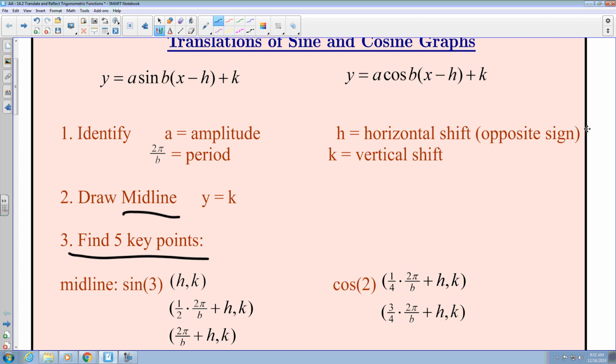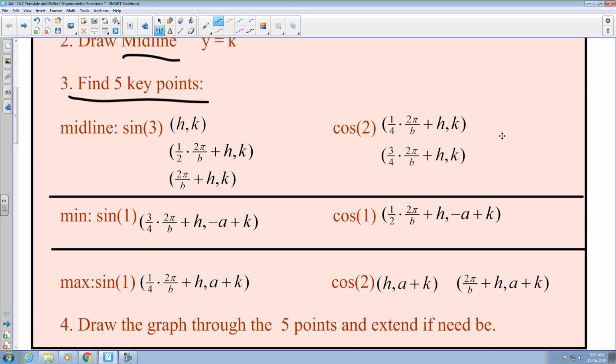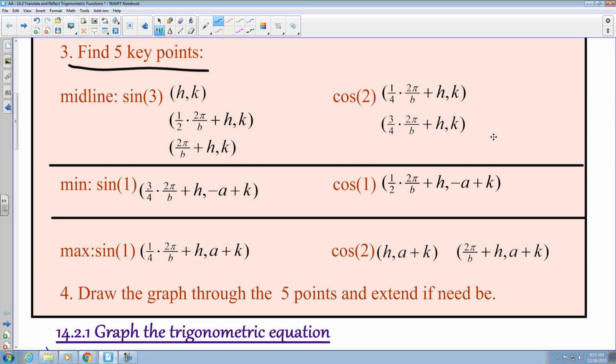A lot of things still remain the same. The amplitude of the trig function is still going to be the value of a, here and here. The period is still going to be represented by finding 2 pi over b. And here is the different types of key points that we're looking at depending on if we're looking for a sine function or a cosine function.